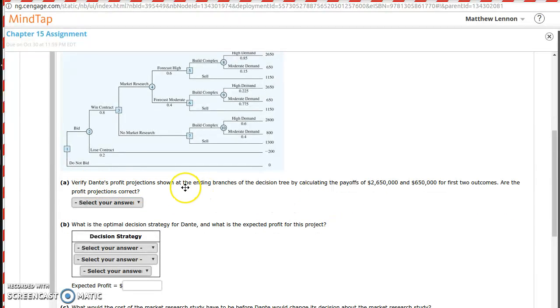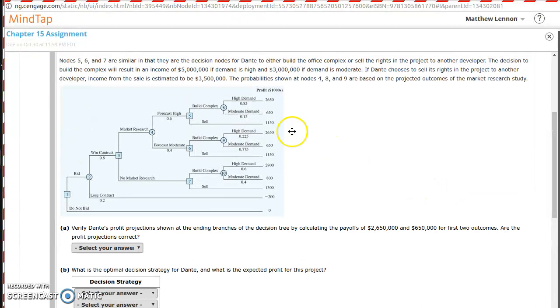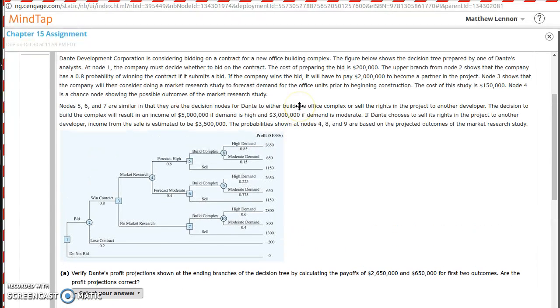Verify Dante's profit projections by calculating payoffs of 2,650,000 and 650,000 for the first two outcomes. So we're just looking at these two values up here in profit 1 and 2, and it's nothing difficult there, right? We know, okay, is the profit 2.65 million under the first scenario?